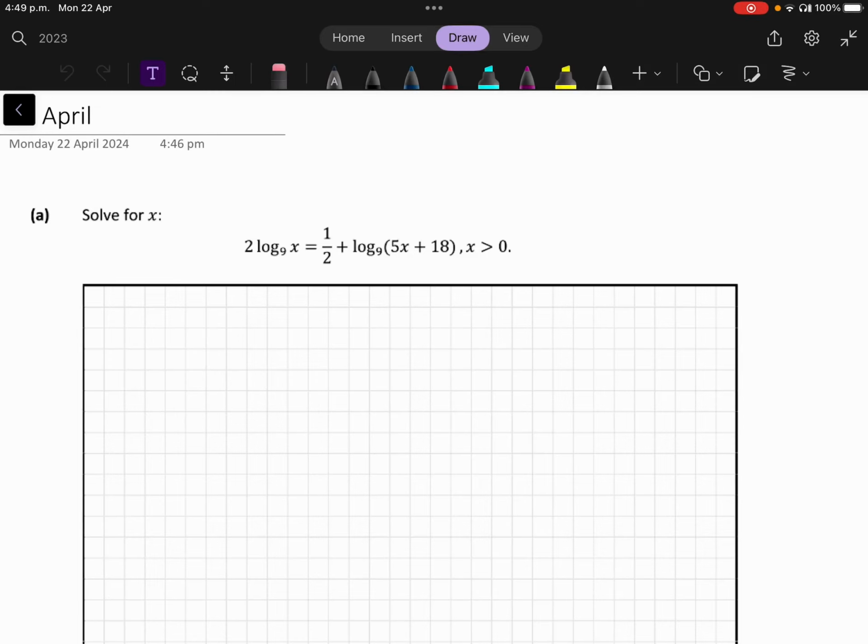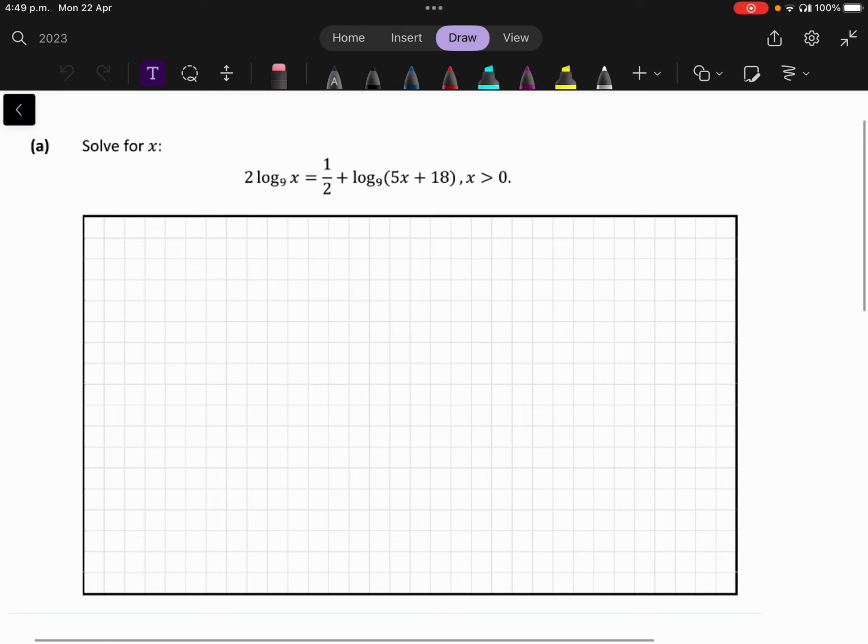Let's work on some exam questions on indices and logs. So look out for this question. Just pause the video and try to understand what this question is asking you to do. So it is solving for x. So you have to solve this equation and find the value of x.